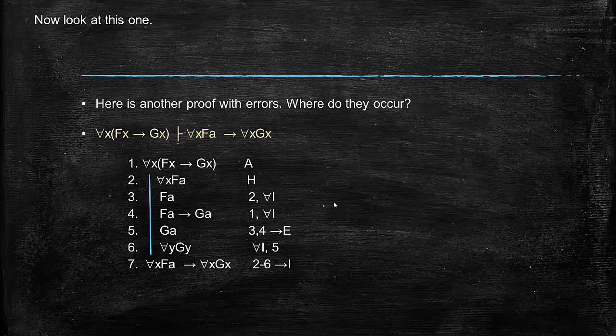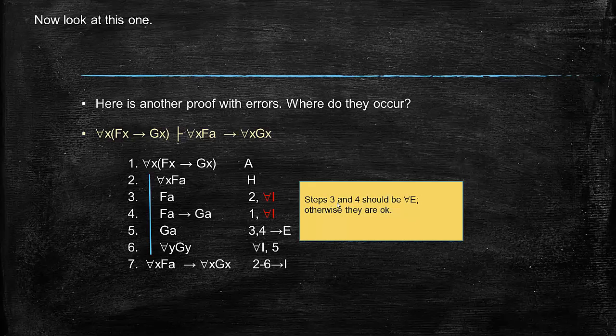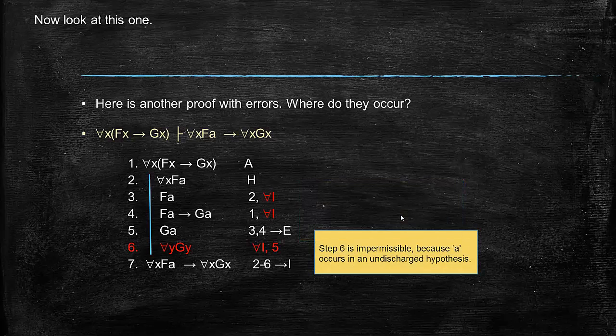Now here's another one. See if you can spot the errors here. Steps three and four should be universal elimination. Again, otherwise they're okay. The main problem, as far as something that's just never going to be okay, is step six. Now, why is step six not okay?